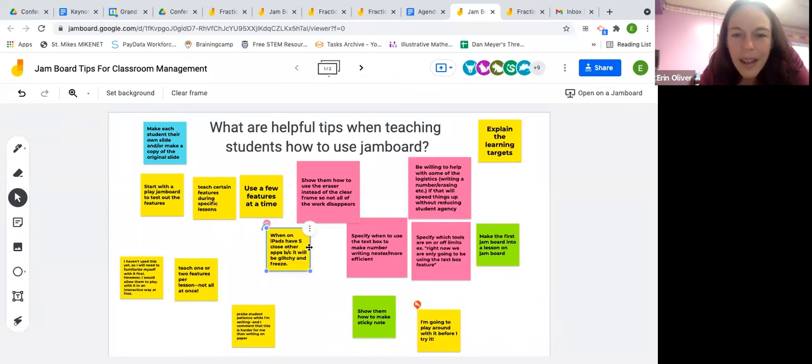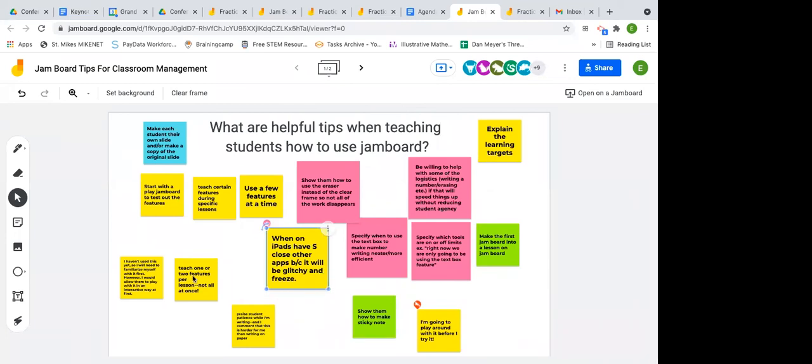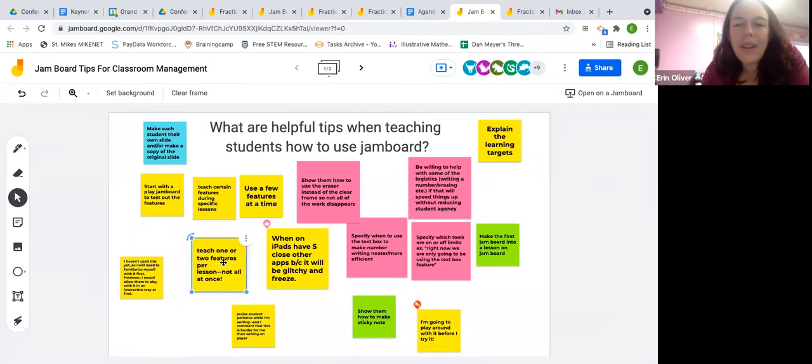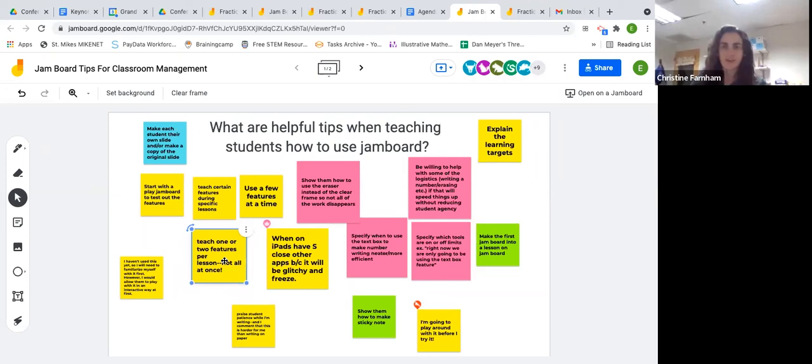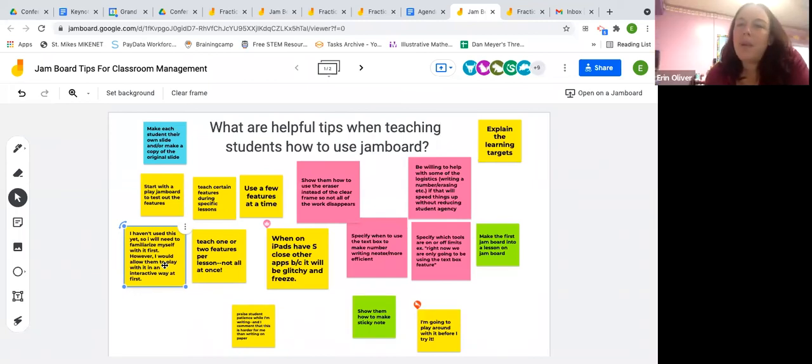What is this? What does this one mean? I don't understand. When on iPads have students close other apps because it will be glitchy and freeze. Oh, yep. Yeah, that especially. That's true of Chromebooks also. Often they get too many tabs. Closing other tabs will help. Yep. And with the fraction pieces Jamboard, that will be a problem because it's loading so many images. Yeah, that's a really good one.